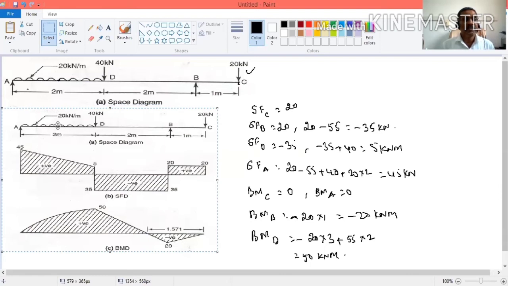Why is it linear? Because it is a uniformly distributed load, so it will be a linear line. Then you come to bending moment. The bending moment at point C is equal to 0, and the bending moment at point B is minus 20. Whether it is linear or curved, it is a linear line. Why? Because for a point load, the bending moment is a linear line.